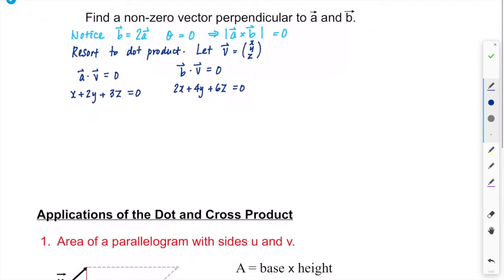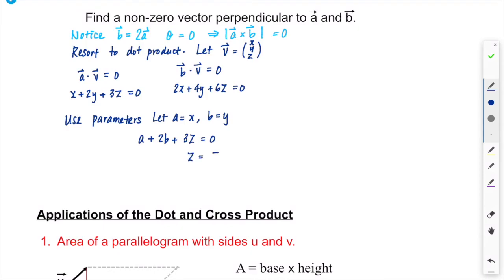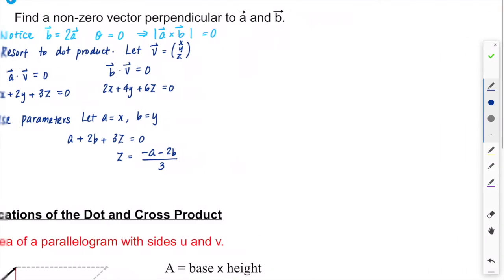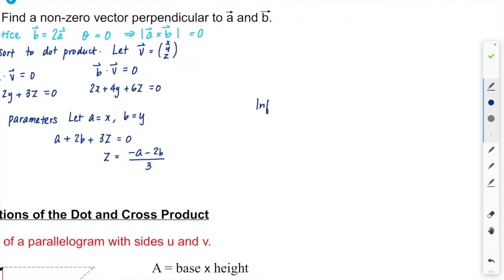I know that these two equations are actually identical. So what I can do is to use parameters to solve the system of equations. Okay, so we're going to let a be x and b be y. Then I can say that a + 2b, using the first equation, + 3z is equal to 0. So z must equal to negative (a + 2b) over 3. Okay, this results in infinitely many solutions.